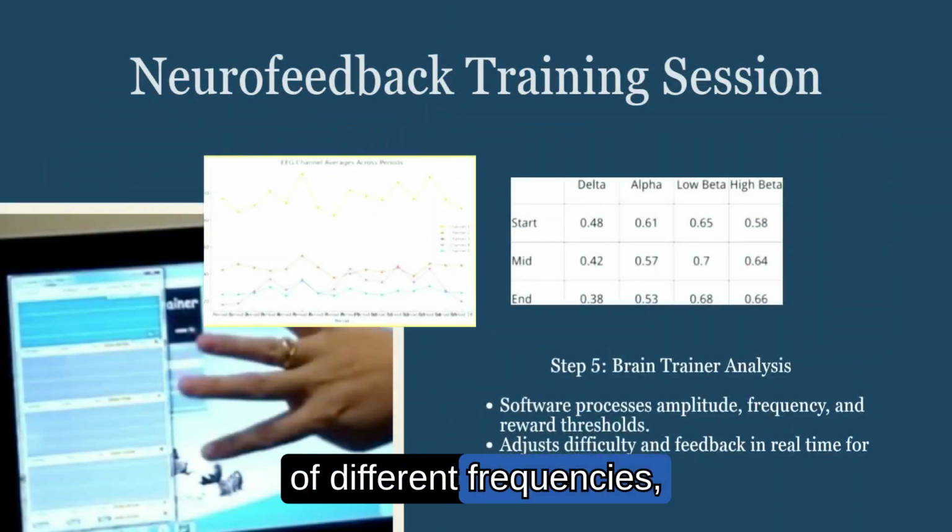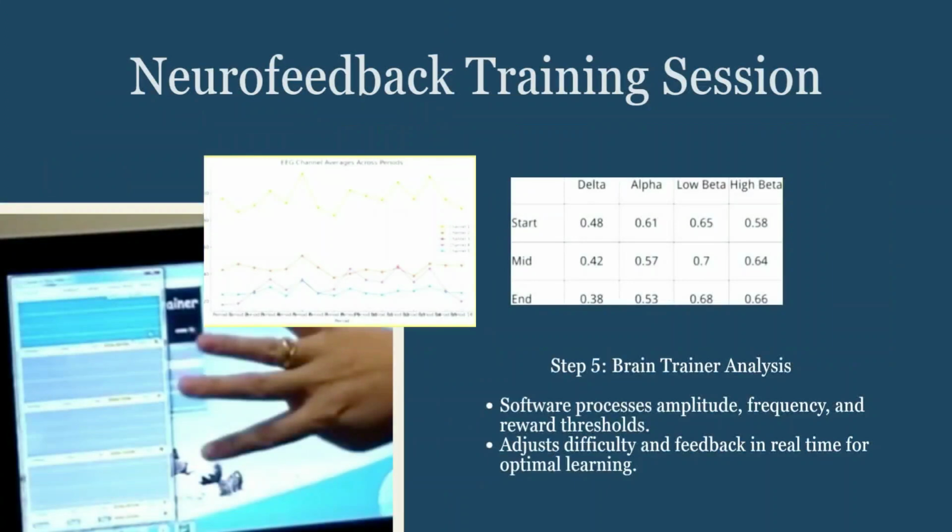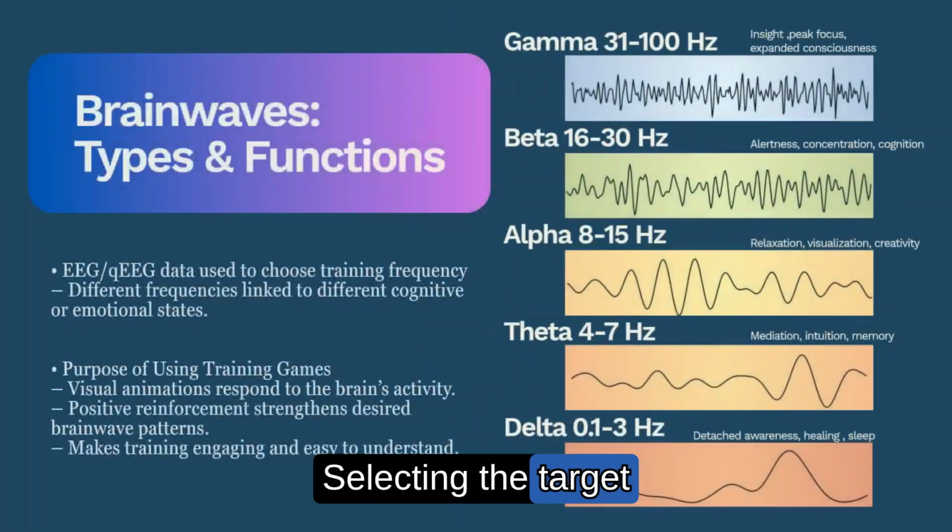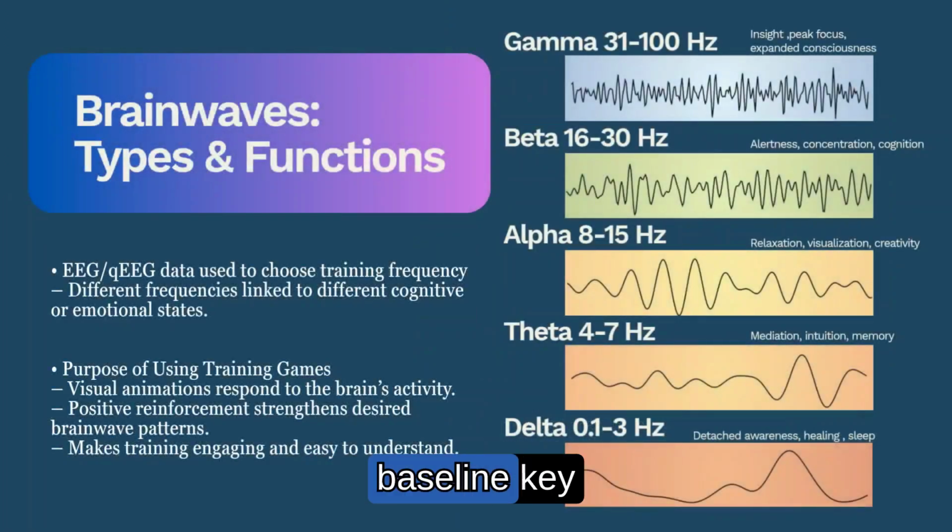It tracks the amplitude of different frequencies, measures the percentage of time the brain stayed within the reward zone, and generates a detailed summary. This analysis will be helpful in future sessions. Selecting the target frequency requires careful evaluation of the client's baseline EEG or QEEG results.